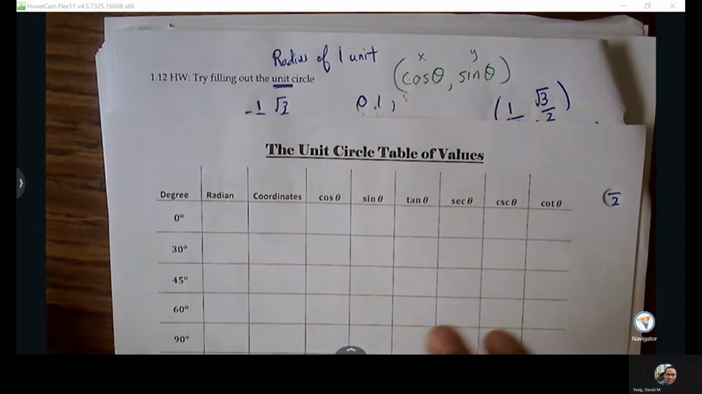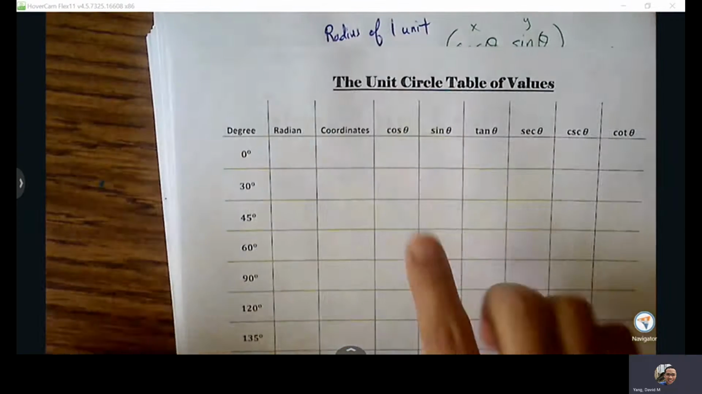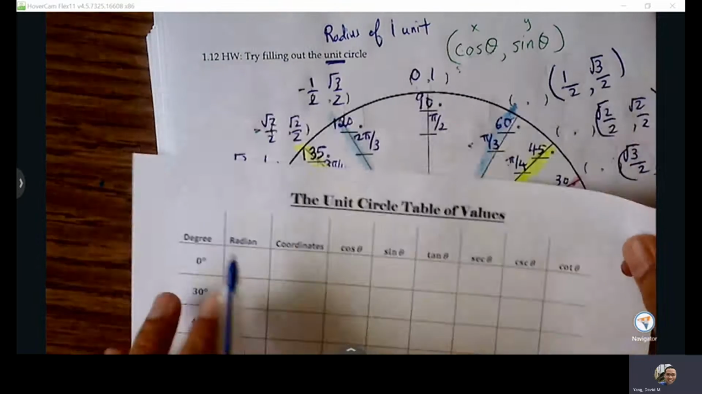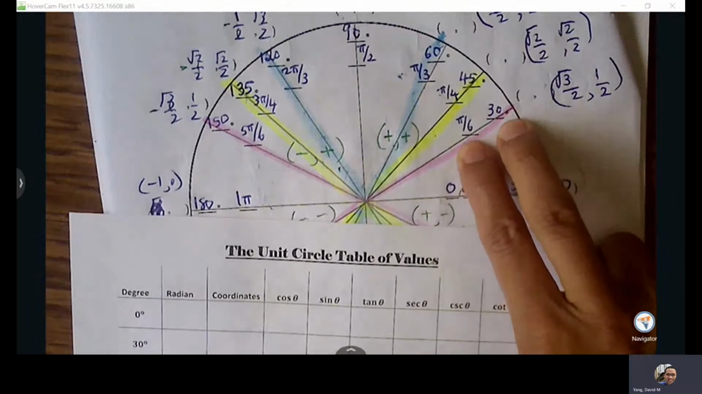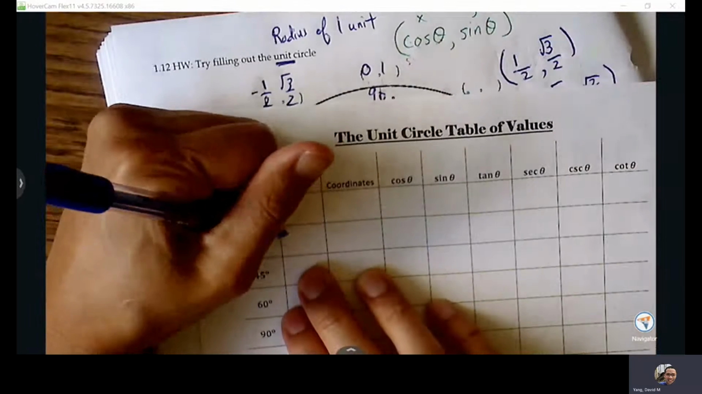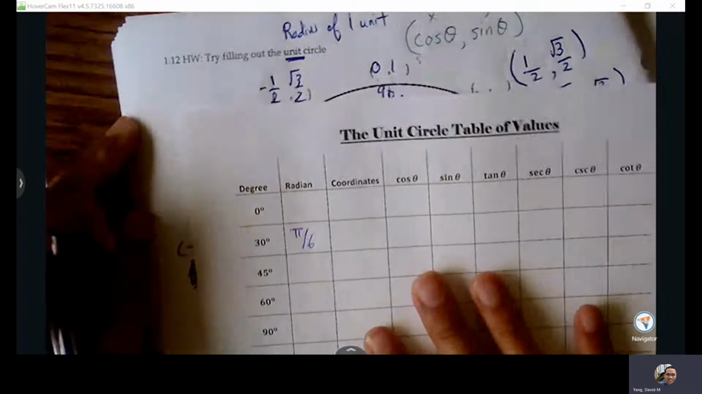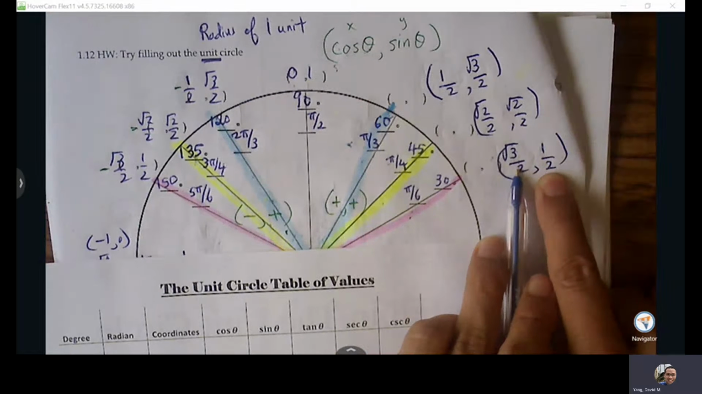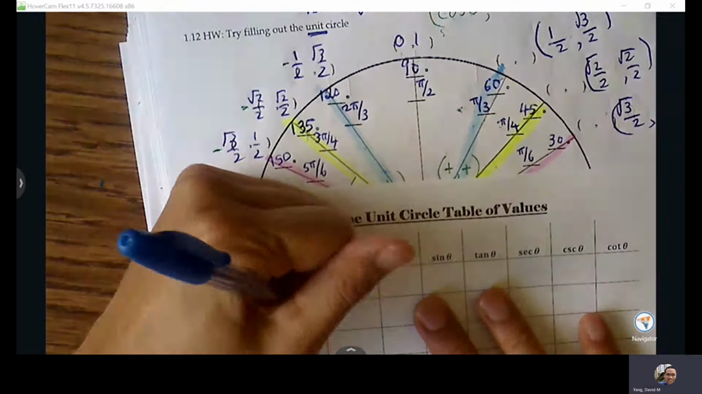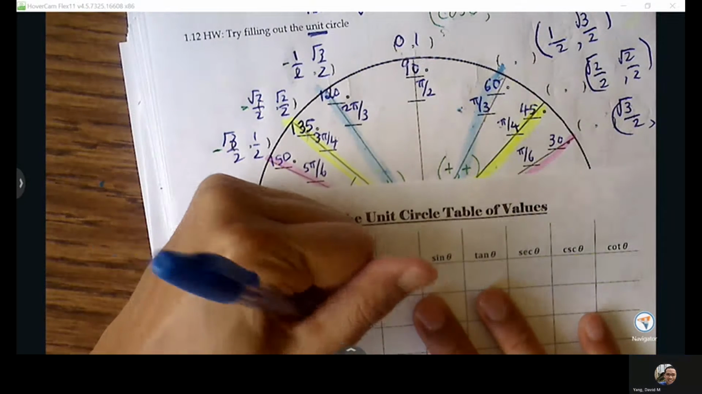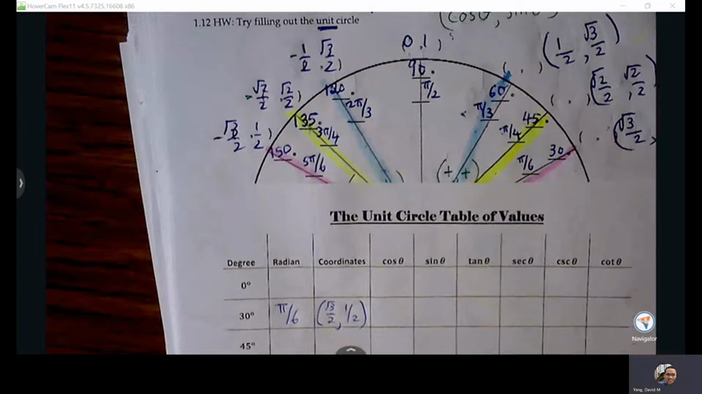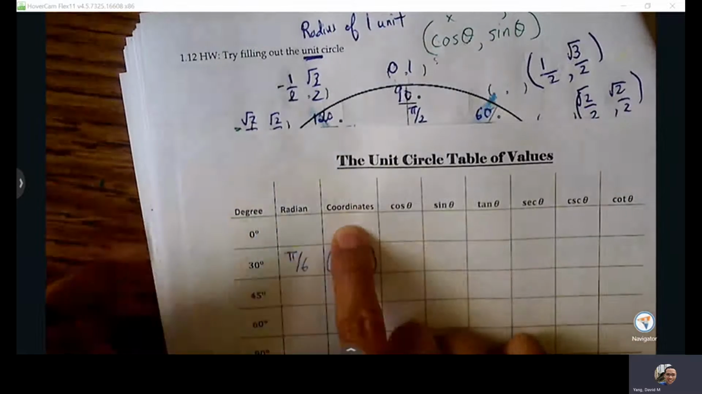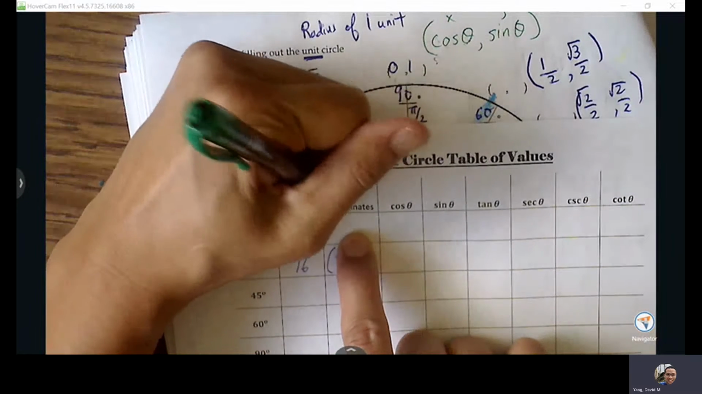Okay. So let's go to this unit circle table of values, and we're just going to practice finding all these values here. So for 30 degrees, there's pi over 6. So for radian, if you guys can put pi over 6. These are the coordinates that we have for pi over 6: root 3 over 2 and 1/2. And I want you guys to put this at the top. So the coordinates are obviously x and y values, so I'll put x followed by y.